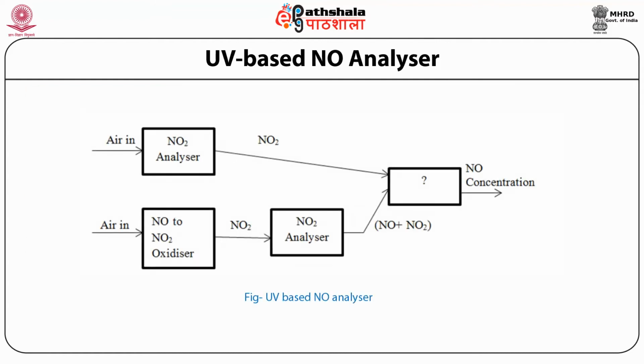Here this picture shows the UV based nitric oxide analyzer. In this figure, the air enters the nitrogen dioxide analyzer, or the nitric oxide and nitrogen dioxide enter another chamber where they are converted into nitrogen dioxide and identified by the nitrogen dioxide analyzer to measure the concentration of nitrogen dioxide. The unconverted nitric oxide and nitrogen dioxide is transferred to another chamber where the nitric oxide concentration is measured by UV absorption.